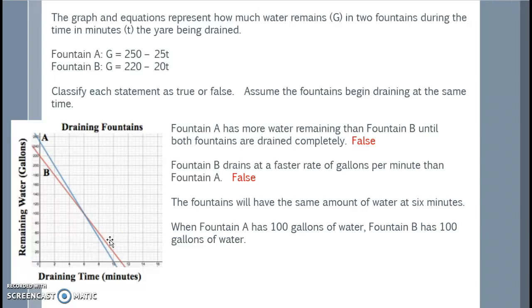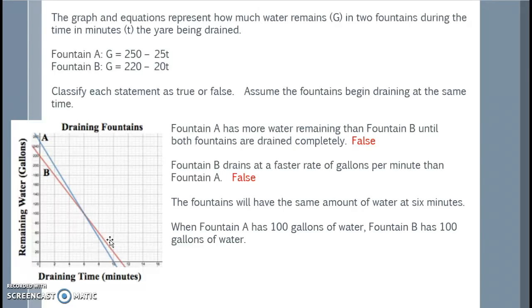Fountain B drains at a faster rate of gallons per minute than fountain A. This is false. I can see above that fountain B is draining at 20 gallons per minute, where fountain A is going at 25 gallons per minute. So fountain A is draining faster, has a faster rate.